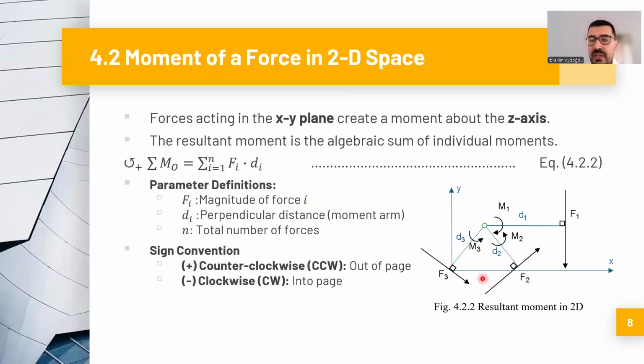If more than one force is applied to our system, calculating the resultant moment is straightforward. We will just take the algebraic sum of individual moments by considering the sign convention.